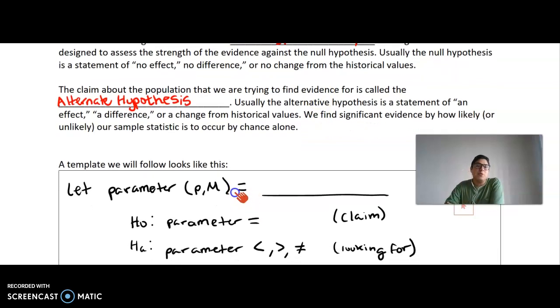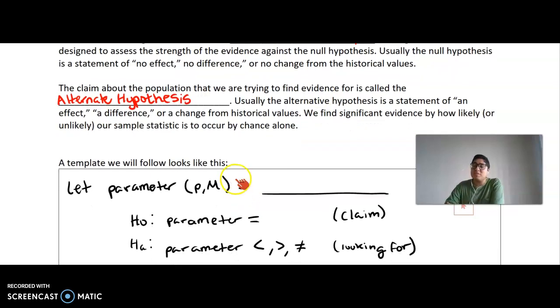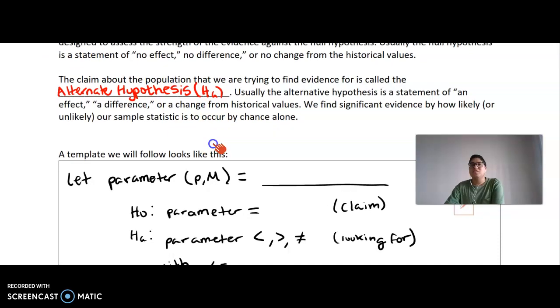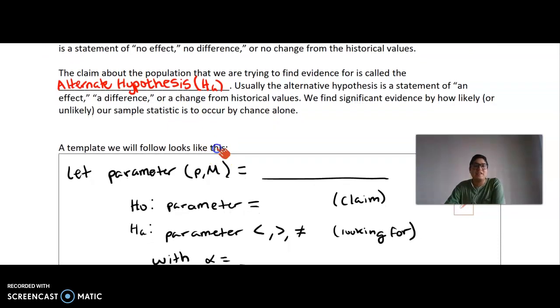Now, I'm going to take a sample, and based on my sample, or based on the question that I'm trying to answer, I'm going to look for evidence for the alternative hypothesis, or the alternate hypothesis. And this one here is actually going to get the symbol Ha. So we have the H0 and the Ha. Well, from here, the alternative usually is a statement that there is an effect, there is a difference, or there is some change. So we'll find some evidence by how likely our sample is to occur just by chance alone.